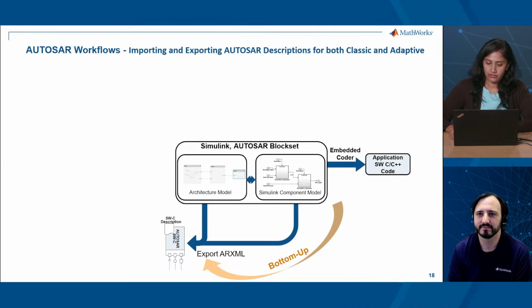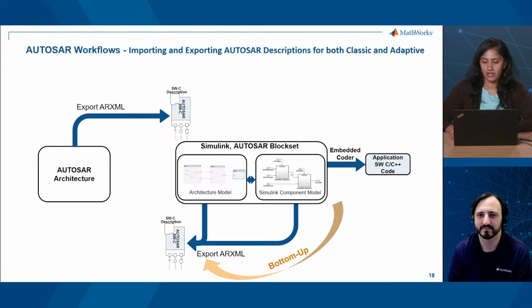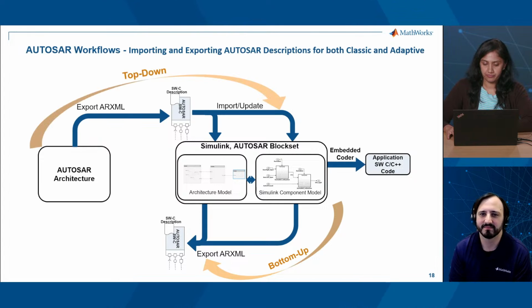The other approach is you can start from an AUTOSAR architecture where you will define all the data types, runnables, interfaces, and then generate the AR XML, the AUTOSAR XML, from there, and import that into Simulink or System Composer. In both ways, they are tightly integrated, and it's easy to switch between a Simulink or an architecture model, then generate C or C++ code, and that's the top-down workflow.